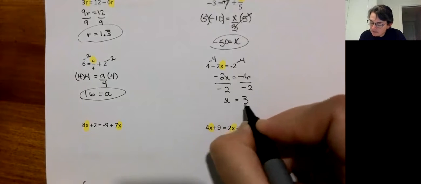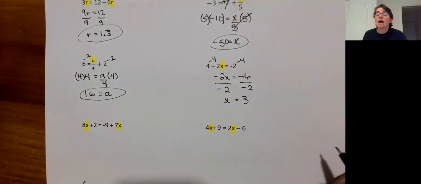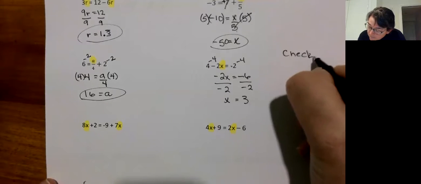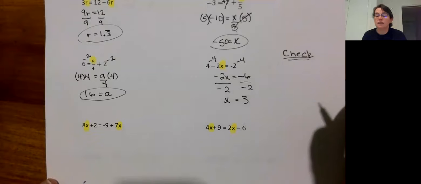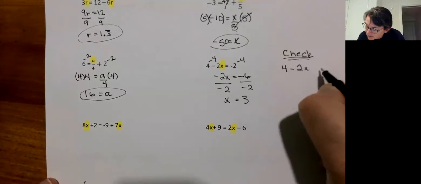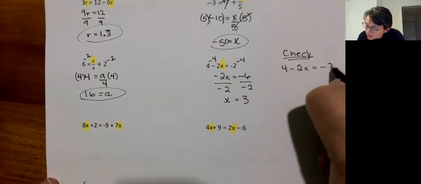X is equal to 3. That was entirely too many negatives for me. I don't like that question. So let's do a check. 4 minus 2x is equal to minus 2.